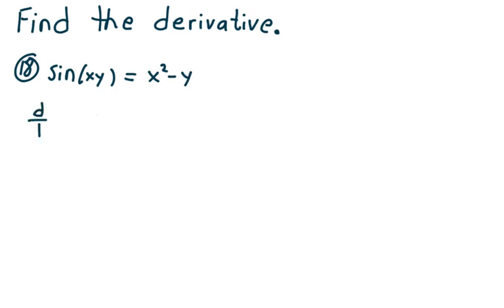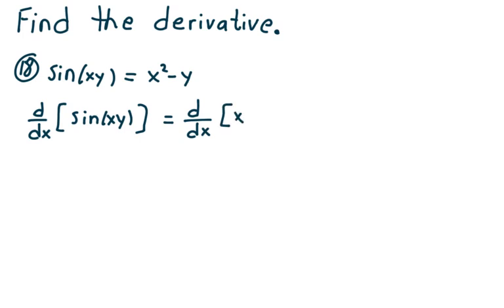So we're going to differentiate both sides with respect to x. So the derivative of sine of xy with respect to x is equal to the derivative of x squared minus y with respect to x. Okay, let's take a look at the right-hand side. The derivative of x squared with respect to x is 2x. Then I'm going to go minus, and then the derivative of y with respect to x can be written as dy/dx.